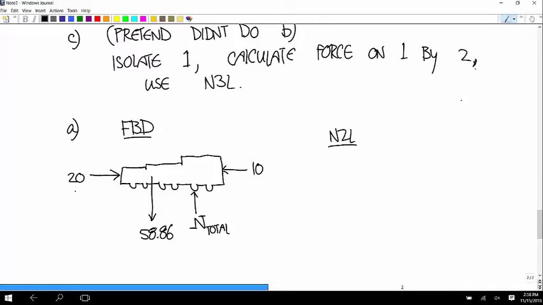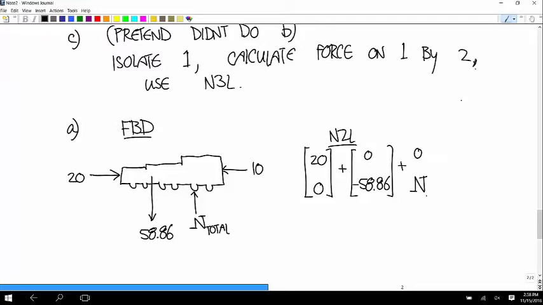So Newton's second law, the 20 Newton force is in the positive x direction. So you have 20, 0. The weight force is in the negative y, so 0, negative 58.86. Normal is in the positive y, so 0, N total. The 10 Newton force is in the negative x. And for rolling and sliding problems, the acceleration is always a0, so this is equal to 6 times a0.